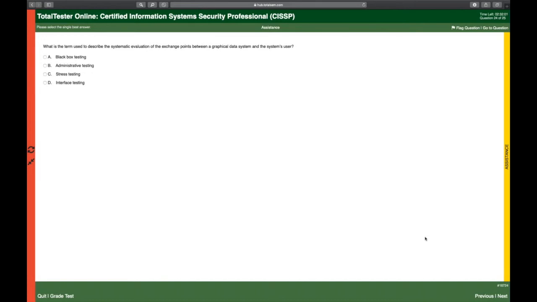Number 24, what is the term used to describe the systematic evaluation of the exchange point between a graphical data system and the system's user? I think we've seen this question more than any other. Yeah, I think this is like the 4th time. I'm ready. Yeah, go for it. It's D, interface testing. How the user interfaces with that graphical interface.